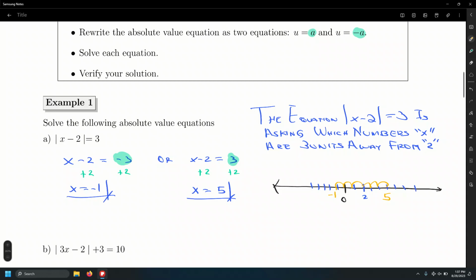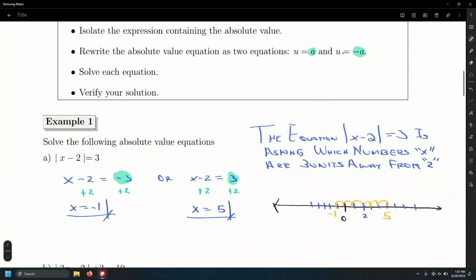Yes? Just to clarify, we're going 3 units away from 2 because 3 was the solution. Because it's equal to 3, because the distance between any number and 2 is equal to 3. Yes, because we got 3 and -3, so exactly. It's going to be 3 from whatever number it just so happens to be, 2. Exactly, which is what this plus and minus represents. The plus represents going towards the right, while the minus represents going towards the left.